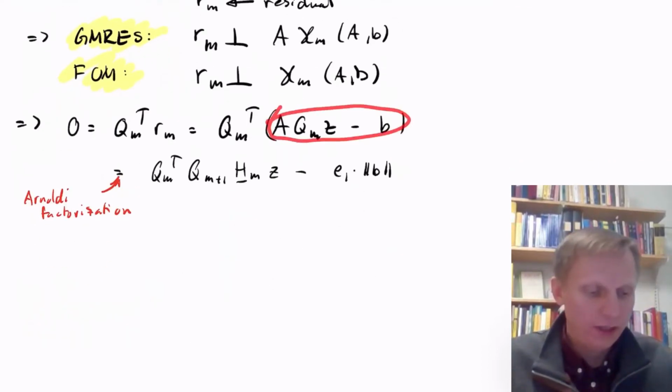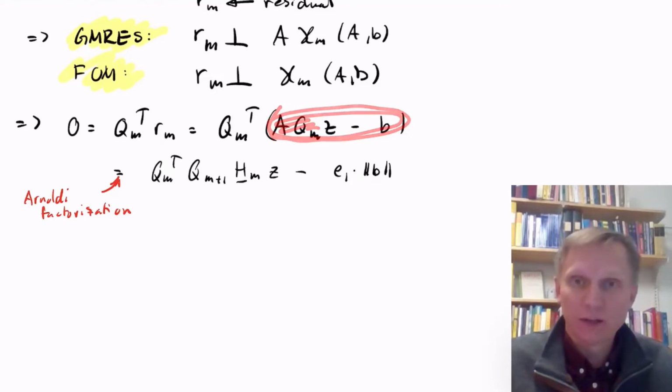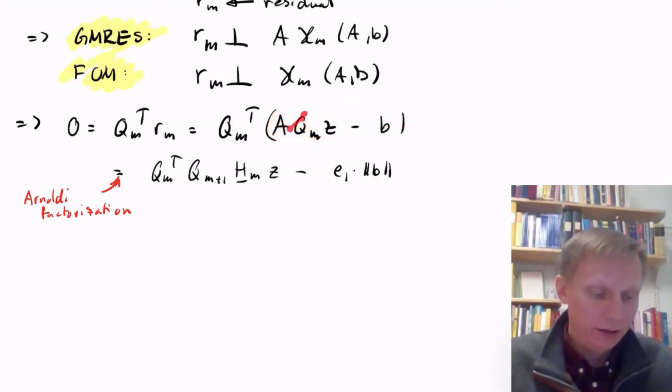First we use this formula, which just comes from the fact that we assume that x lies in a Krylov subspace, and now we use that Q_m is generated from an Arnoldi method, which means that it satisfies the Arnoldi factorization, and we get Q_m transpose Q_{m+1} H_m bar z minus e_m. Okay, and that's all equal to 0. And now let's look a little bit closer at this matrix and see what that leads to.